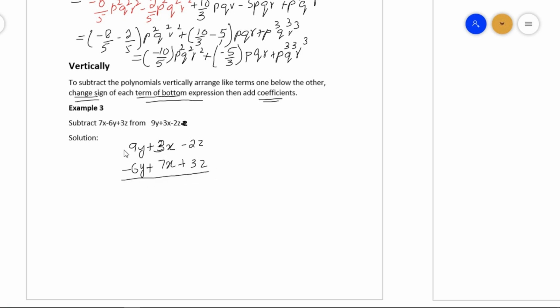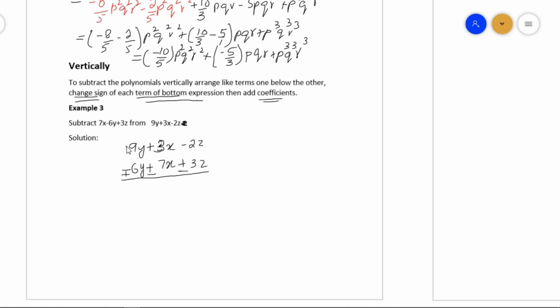Now, what will it become? Okay, we have written the terms, like terms one below the other. Now we will change the sign of each term of the bottom expression. As this is negative, we will change it to positive. This is a positive term, we will change it into a negative term. This one is positive and we will change it into a negative term. After that, we have to add the coefficients.